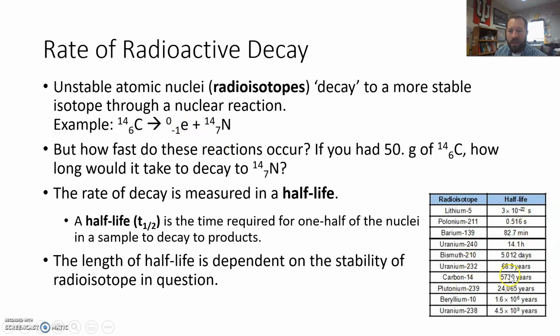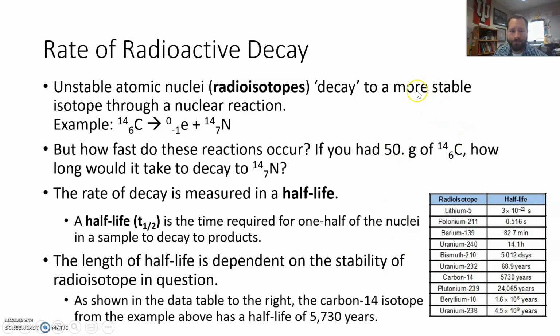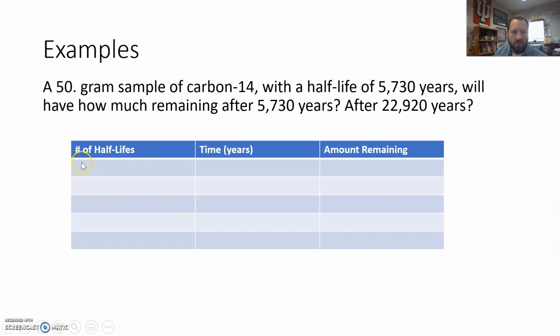Carbon-14, what we started with, has a half-life of 5,730 years. So every 5,730 years, half of your carbon-14 sample has decayed. Let's see how we work with that. Here's an example problem. A 50-gram sample of carbon-14 with a half-life of 5,730 years will have how much remaining after 5,730 years? How about after 22,920 years? These are the types of questions we'll ask, and here is how you should set these up to solve them.